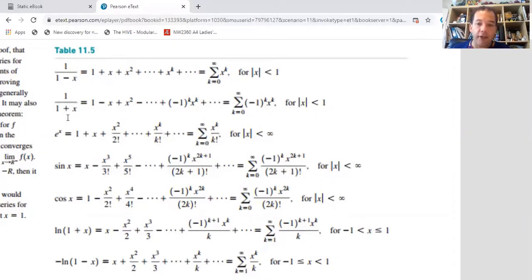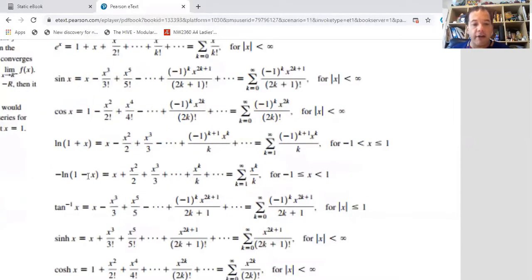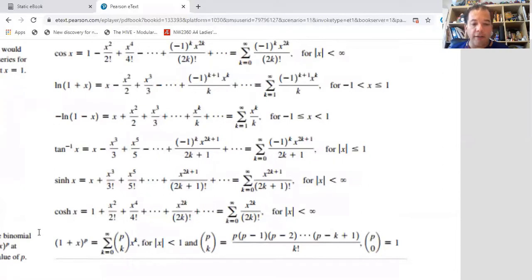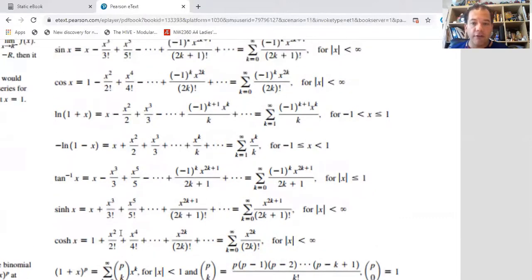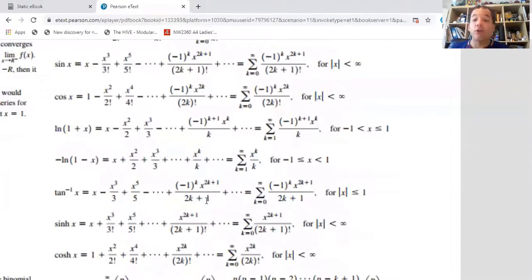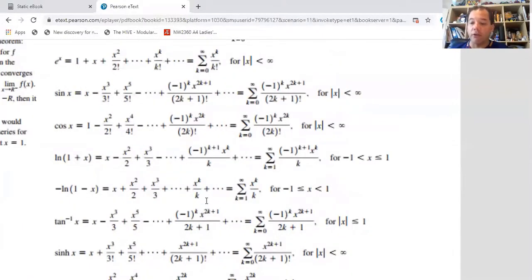Then we have 1 over 1 plus x. We have e to the x. We have sine, cosine, ln, negative ln of 1 minus x, inverse tangent, which we figured out the other day. These ones, the hyperbolic sine and hyperbolic cosine, you can skip. And then at the end, the binomial one, which is the one that we worked on today. All right? So start looking at this table, study it. You should pretty much know all of these by heart. They're all important ones, so it's very, very important that you know them. Is there anything else?